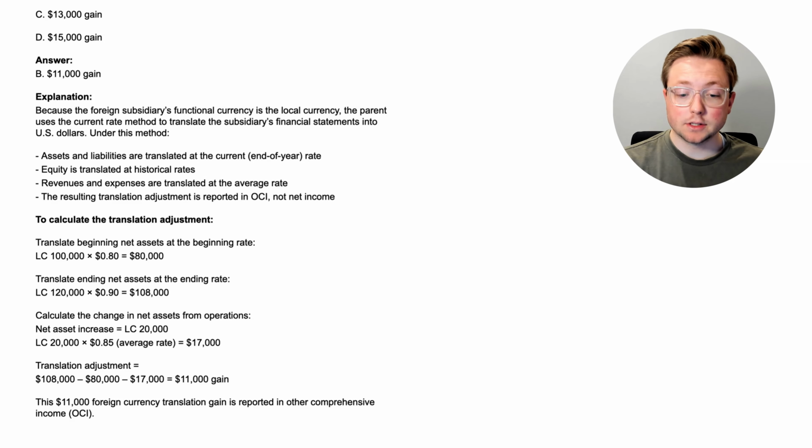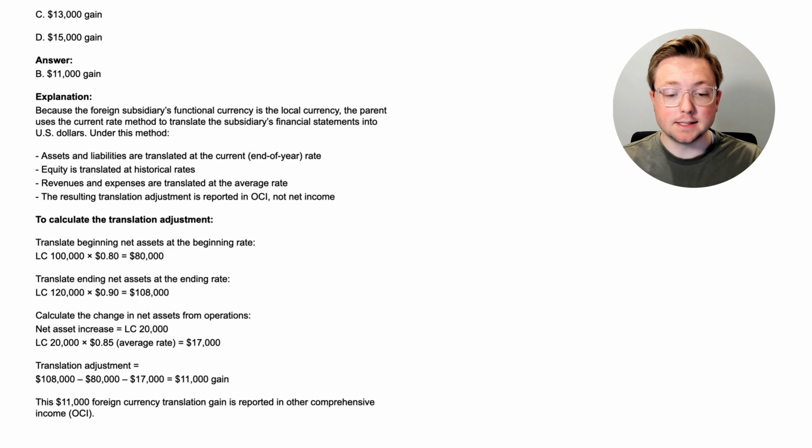So again, the $11,000 foreign currency translation gain is reported in other comprehensive income. And this is a translation gain because over time, because of the change in the exchange rate, they are going to recognize an $11,000 gain from the changes in the exchange rate. So with that, let's go to the next question.